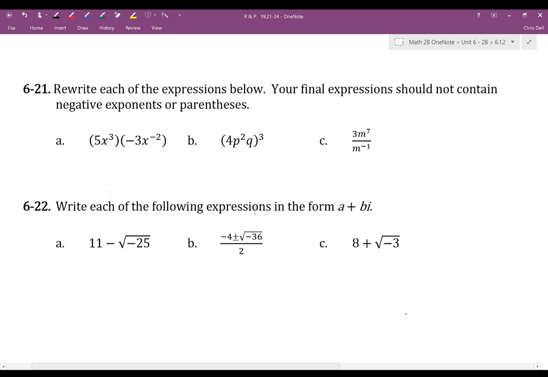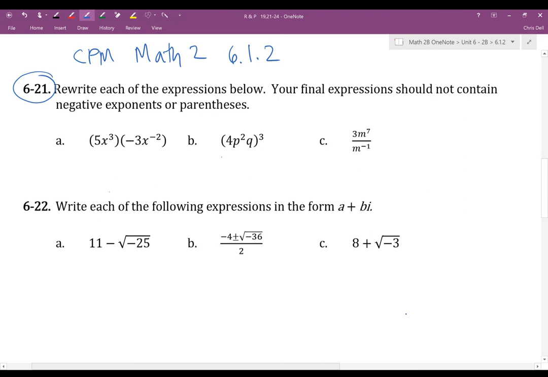We are looking at exponent expressions, rewriting them so that they are simplified and there are no negative exponents. This is coming from CPM's Math 2, Integrated Math 2, section 6.1.2, specifically number 6-21. It says rewrite each of the expressions below. Your final expression should not contain negative exponents or parentheses.